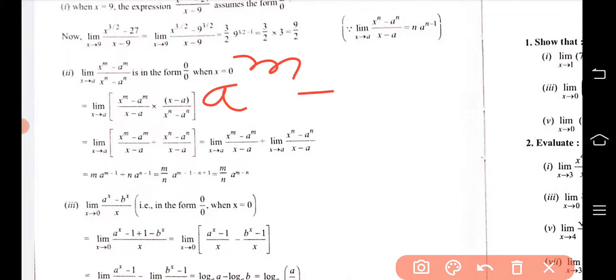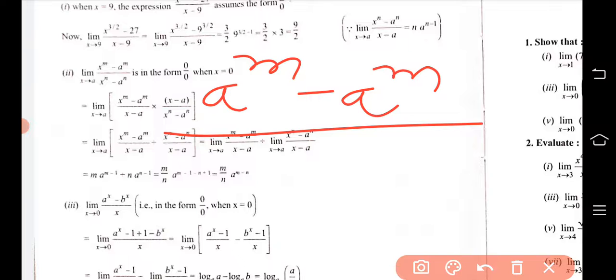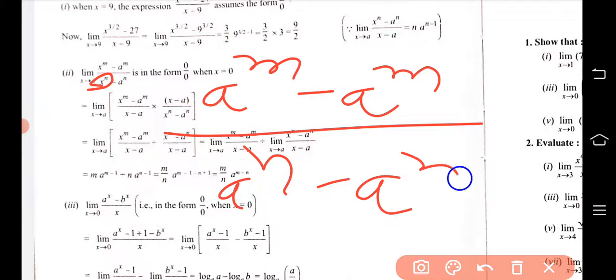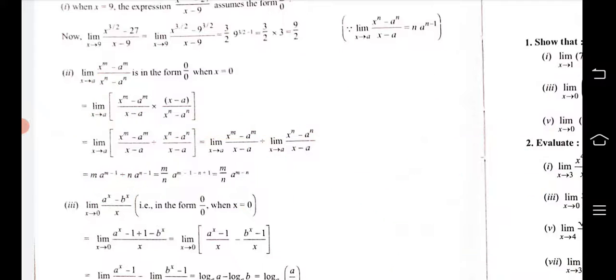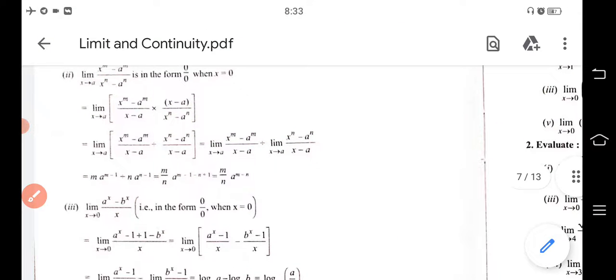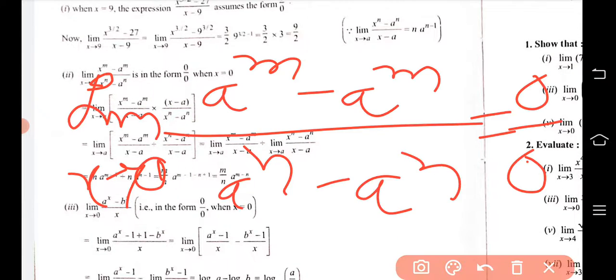A to the power m minus a to the power m, already it is given, divided by, in place of x you have to put a, then a to the power n minus a to the power n. So we are going to get a 0 divided by 0 form. Here the limit x tends to a is given. Clear? If x tends to a, it is given, so you are going to get this one.